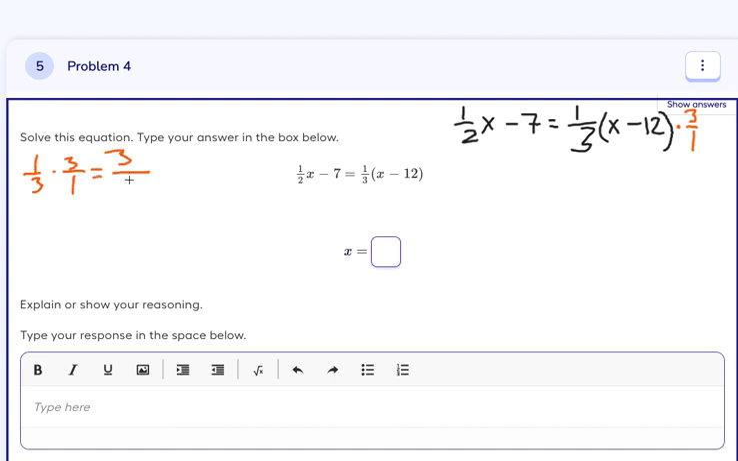3 times 1 is 3. 3 divided by 3 is equal to 1. So by multiplying by 3 over 1, we'll get one group of x minus 12. So when we rewrite it, we would just write x minus 12. We were able to get rid of the parentheses and the number outside of the parentheses.